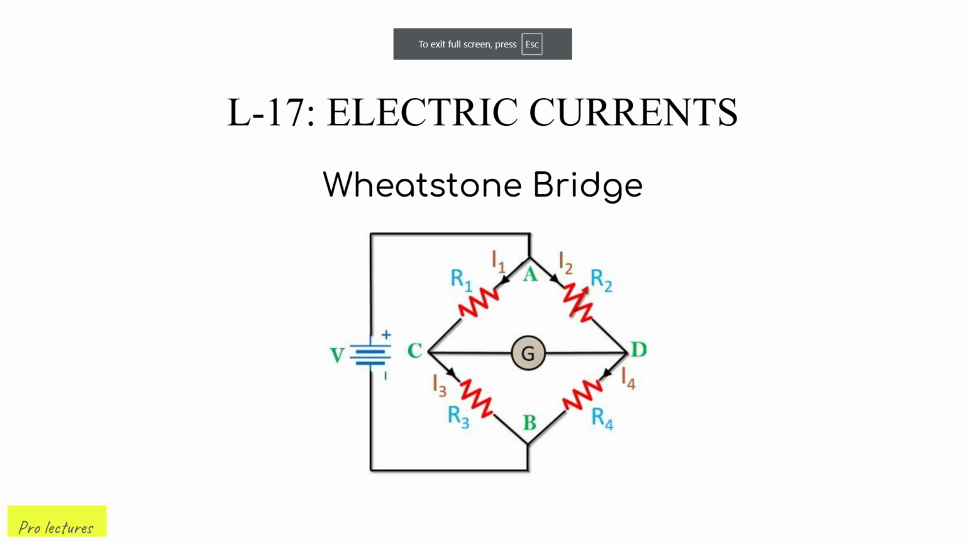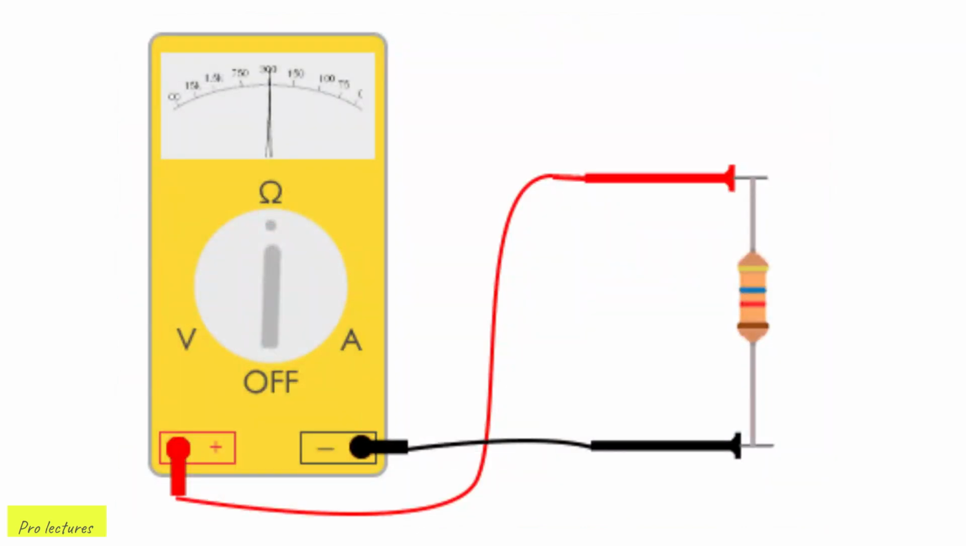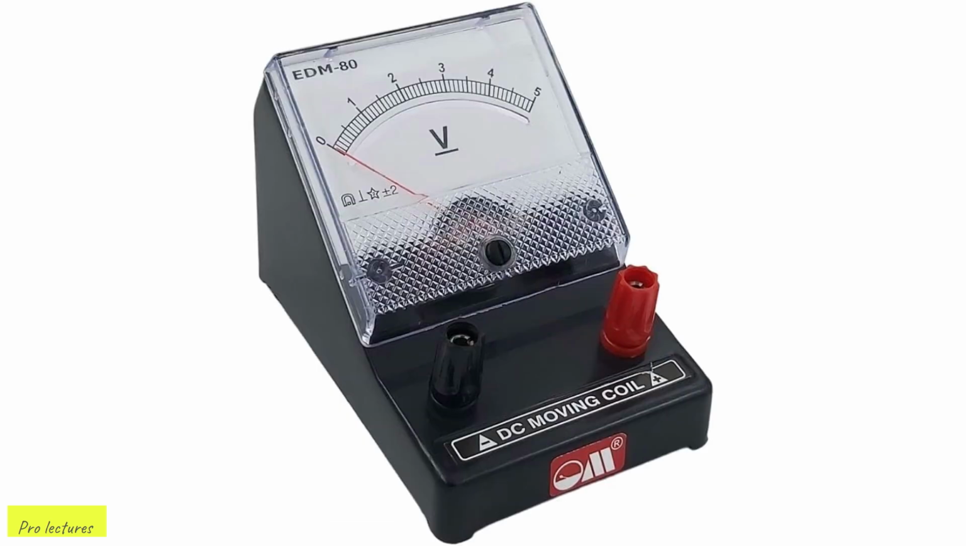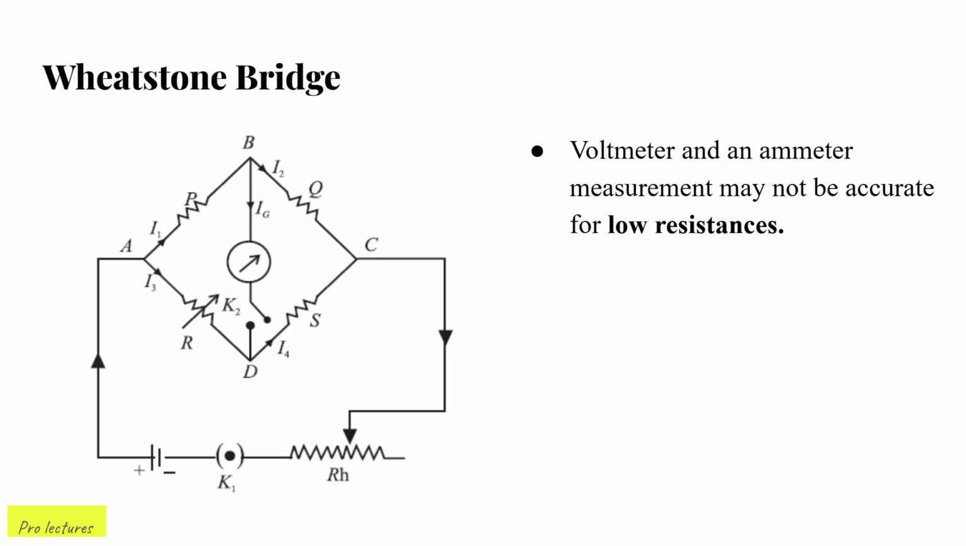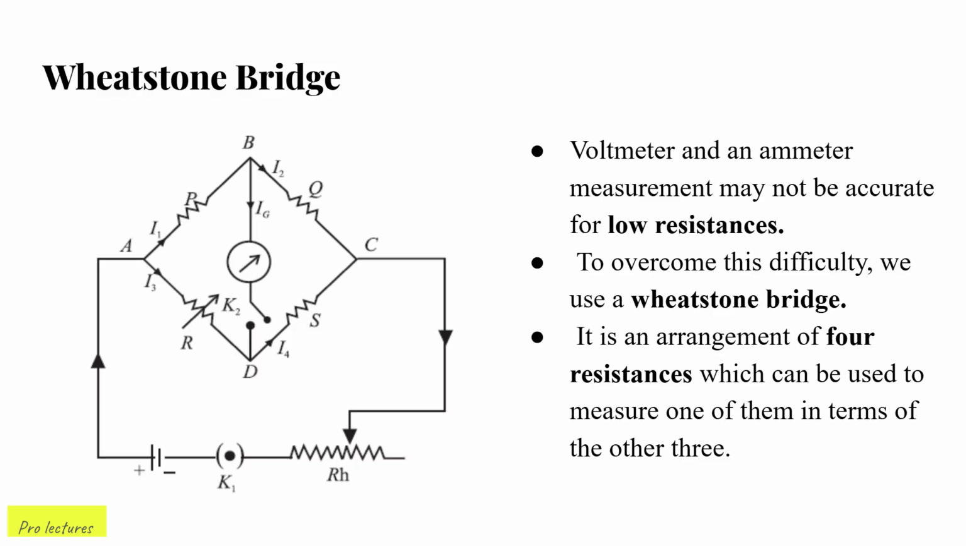Welcome back. In today's video, we are going to explore the Wheatstone bridge, which is used in measuring unknown resistances with high accuracy. To start, you have already learned that resistance can be measured using Ohm's law, using a voltmeter and an ammeter, but this measurement may not be accurate for low resistances. This is where the Wheatstone bridge comes into play. The Wheatstone bridge is a precise instrument used to measure an unknown resistance by balancing the bridge using known resistances.